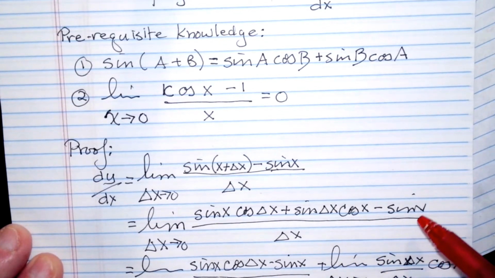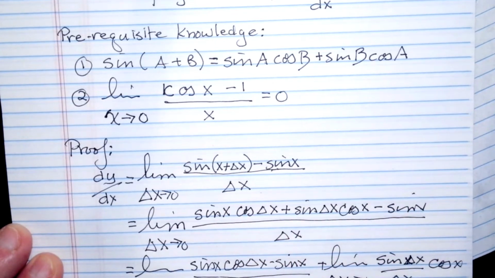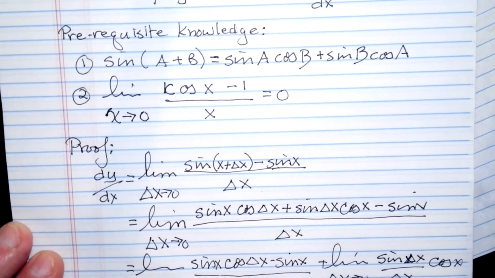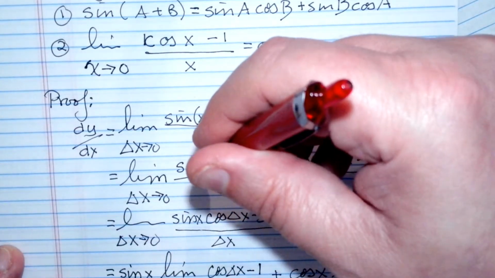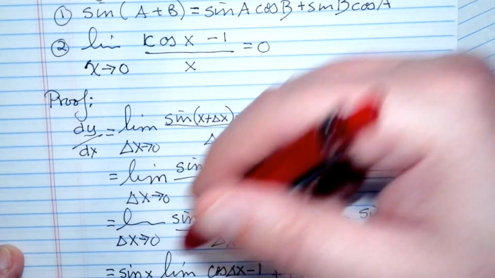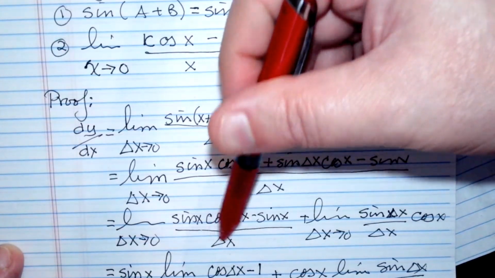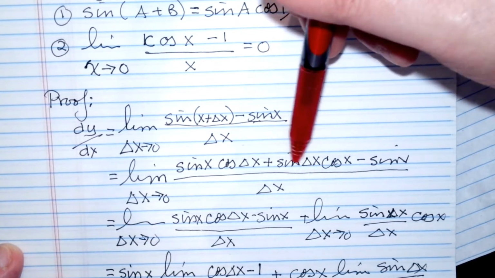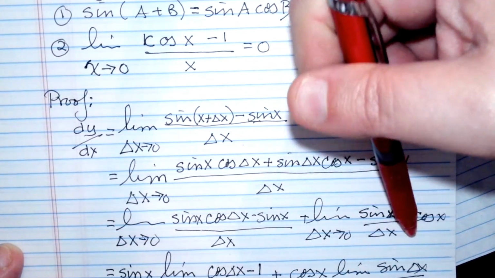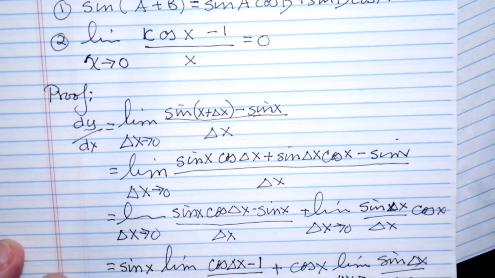Now what I want to do is join this term, the sine x, up with the sine x cosine delta x, and I'm going to factor out the sine x. I also split this limit up into two limits. So I've got the limit as delta x tends to 0 of (sine x cosine delta x minus sine x) all over delta x, and then plus the limit of the rest of it, sine delta x cosine x over delta x as delta x tends to 0, and I rewrote it just a little bit.